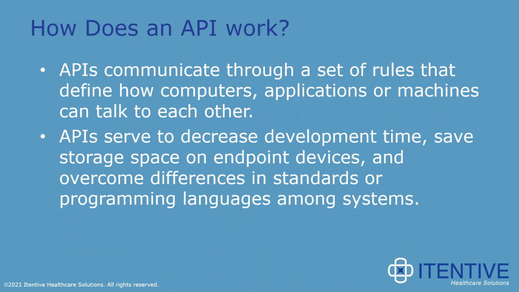So APIs communicate through a set of rules that define how computers, applications, or machines can talk to each other. For apps designed to continuously pull data streams from multiple sources, APIs serve to actually decrease development time and save storage space on endpoint devices, and also overcome differences in standards or programming languages among systems. So the ability of APIs to really optimize interoperability and manage information flow is one reason for the vitality and continued growth of the so-called app economy that we're in right now. So this is going to act as a middleman between any two machines that want to connect with each other for a specified task.